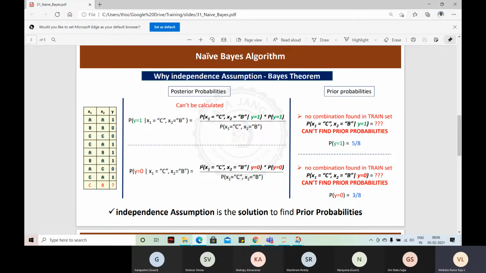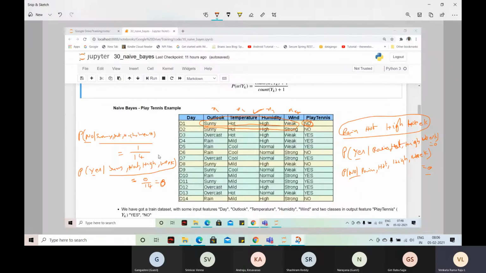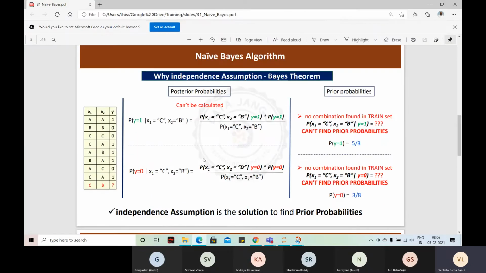This is what I was actually trying to explain going back and forth. If the combination is there, you will be able to calculate this. How many ones are there related to that combination? How many zeros are there related to that combination? You can calculate as we did before. If the combination is not present, you will not be able to calculate the probabilities, and you will not be able to predict. This is where you need to assume independence. When I say independent, there is no relationship between x1 and x2.